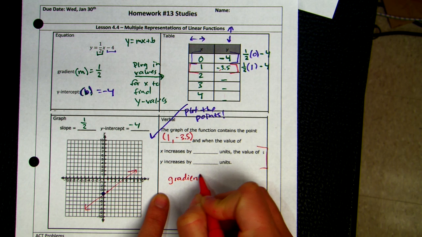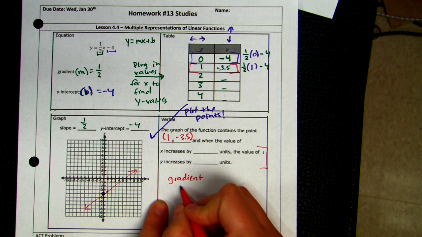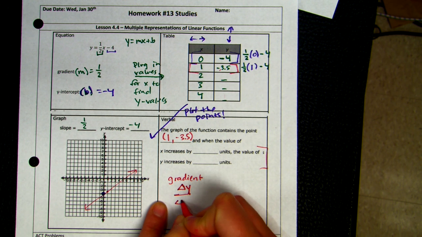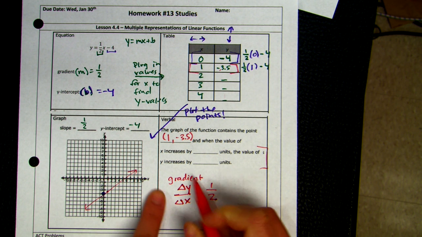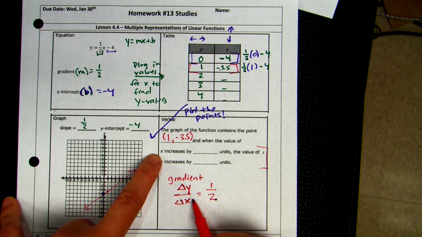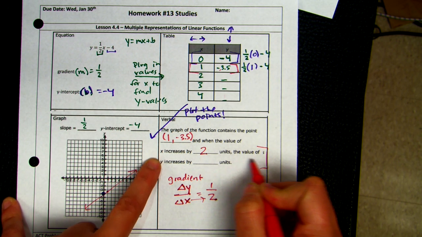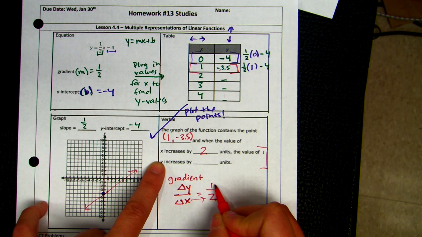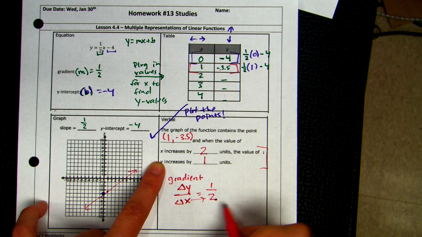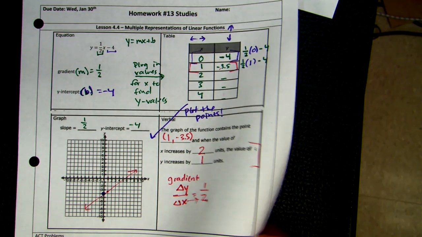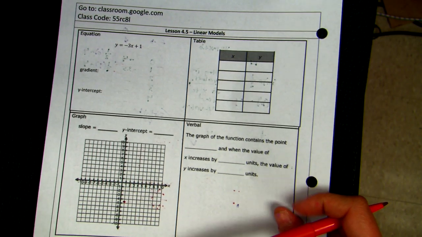Whatever our gradient is, remember that our gradient is essentially change in y over change in x. So my gradient is 1 over 2. When x increases by, that's the denominator of my fraction. So when x increases by 2 units, the value of y increases by 1 unit. X is whatever value is changing on the bottom of the fraction. Y is whatever value is changing on top of the fraction. Okay? So you're going to take what you learned here and complete the one on the back as well.